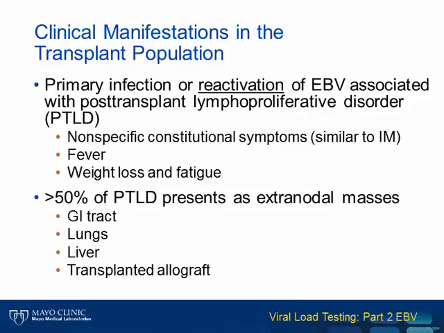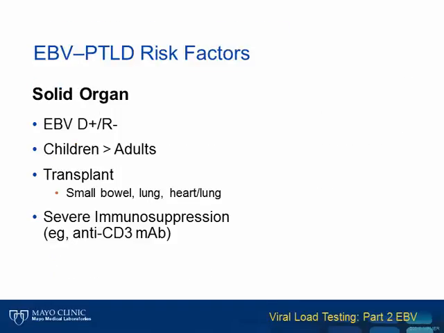Importantly, greater than 50% of PTLD patients present with extranodal masses of the GI tract, lung, liver, or the transplanted allograft. There are a number of factors that place an individual at greater risk for developing PTLD, and those are shown on this slide.